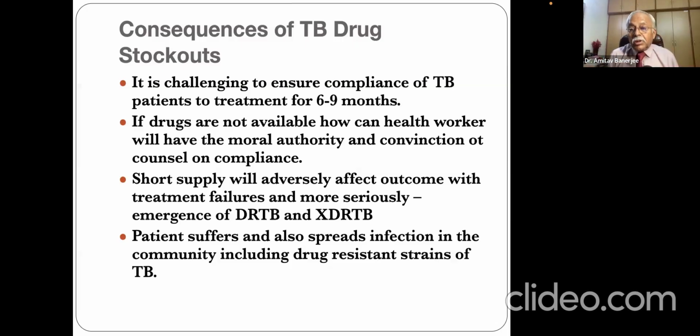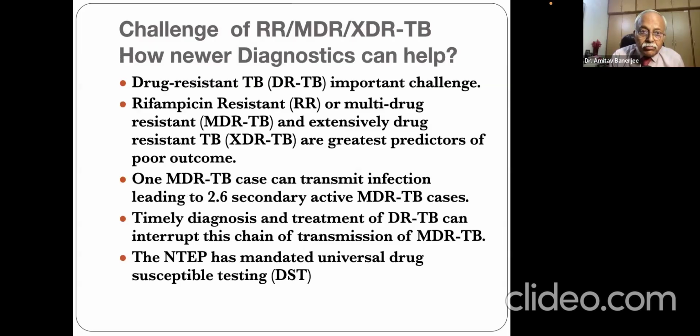And this was in 2024, and the target was 2025, TB Mukt Bharat. The target was for 2025: there will be no tuberculosis in India. And if in 2024, for 4-5 months, essential drugs are not available, it loses the credibility. So this is the unfortunate part.